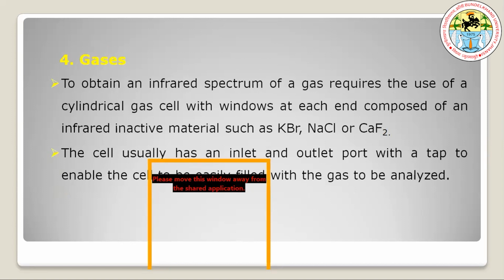Suppose you would like to analyze your sample in gaseous form, you just transfer a small amount of your sample into a sealed sample holder of IR. Once you transfer your gaseous sample into that particular chamber, tighten the lid and finally transfer it to the sampling compartment of IR spectroscopy. So with IR spectroscopy, any kind of sample you will be able to observe. It doesn't matter in which physical state your sample is.